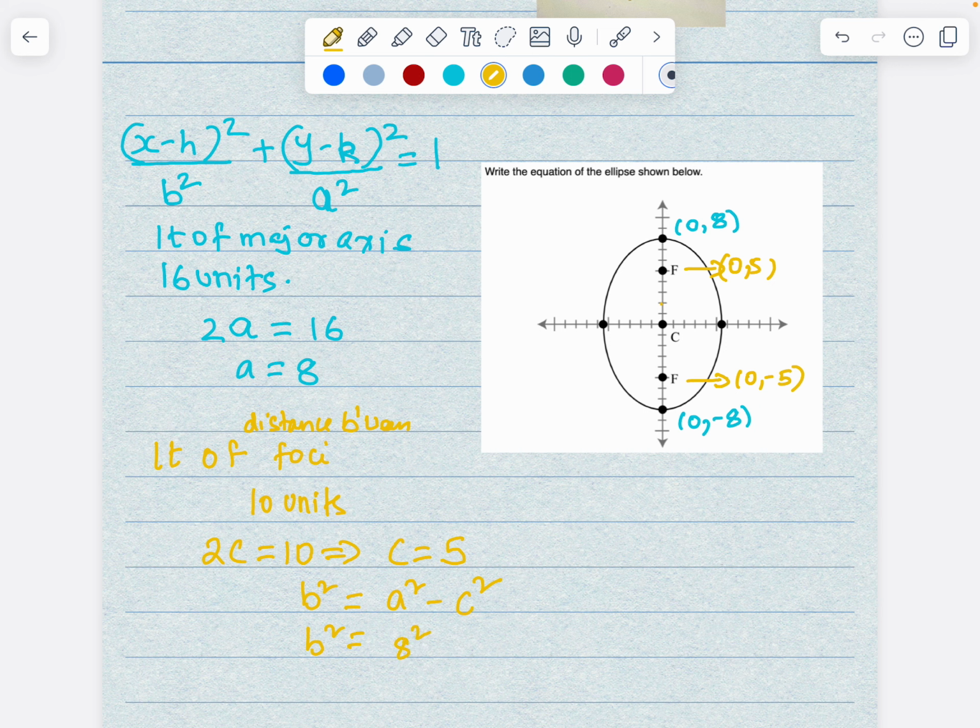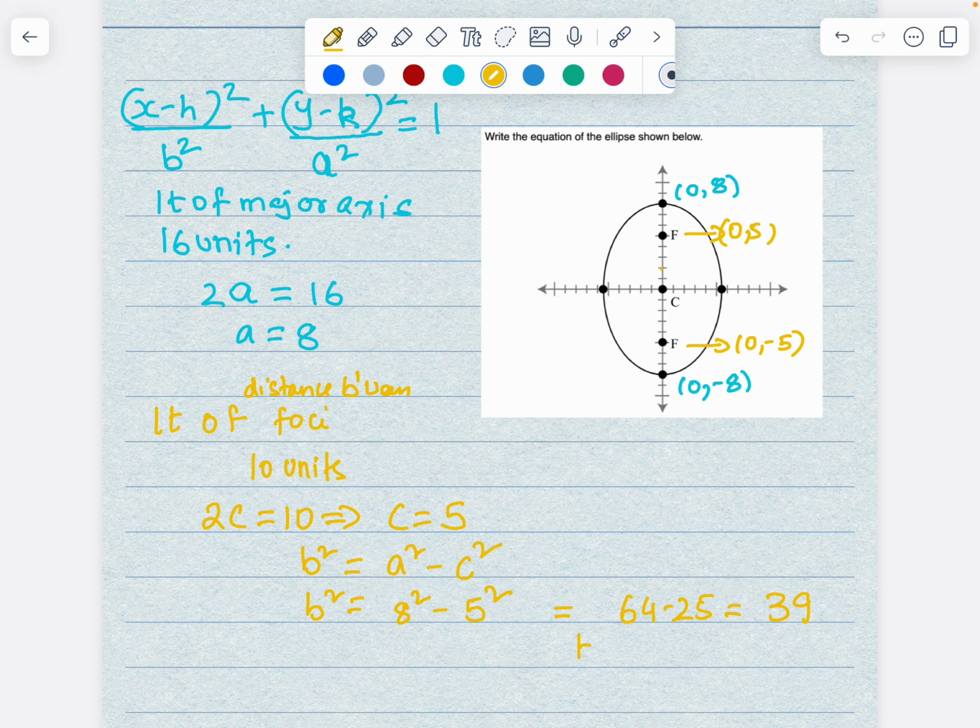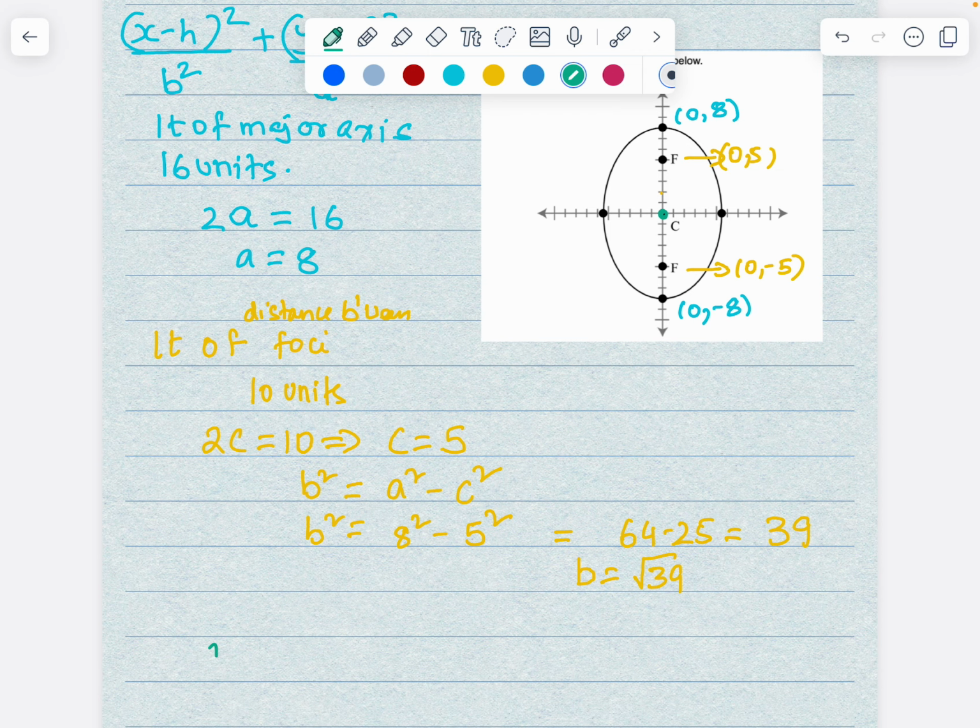So b square is 8 square minus 5 square, which is 64 minus 25, which is 39. And so therefore b is root 39, right? So the center of the ellipse, which is right here, is on the origin. So therefore in this case, the center h, k is 0, 0.